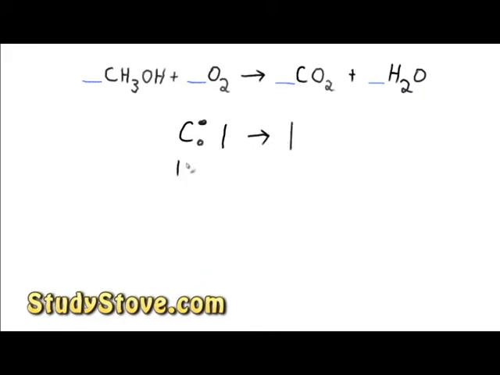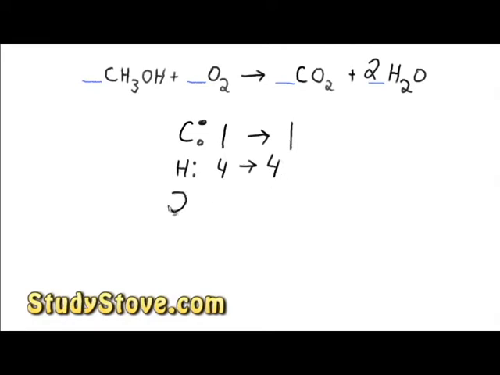And I'll go on to hydrogen next, because hydrogen also is only in this one molecule here and this one molecule over there. So we have 3 plus 1, so there's 4 hydrogens on the reactant side. And on the right-hand side, we have just 2 from this one water molecule. So to bring this up to 4, we can add this coefficient of 2. So now we have 2 water molecules, each with 2 hydrogens, which totals up to 4. So now that is balanced.